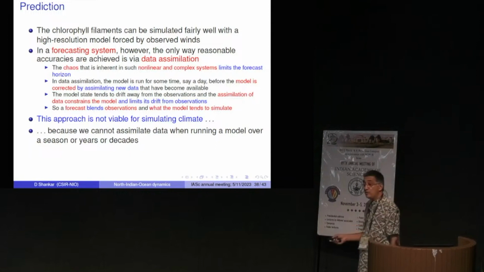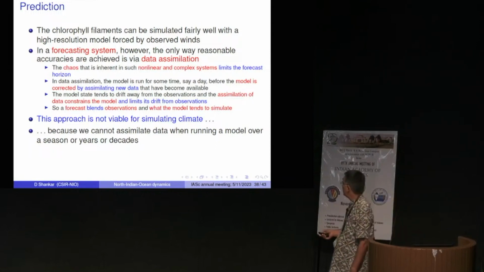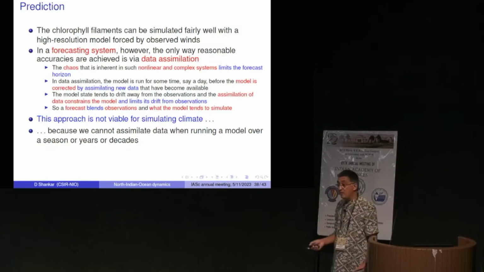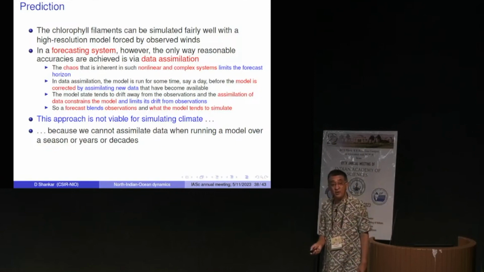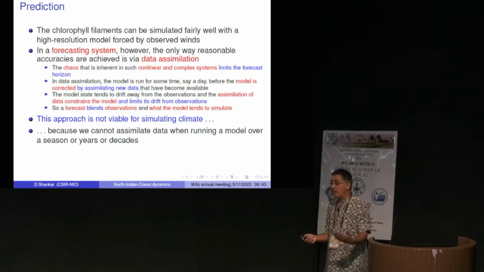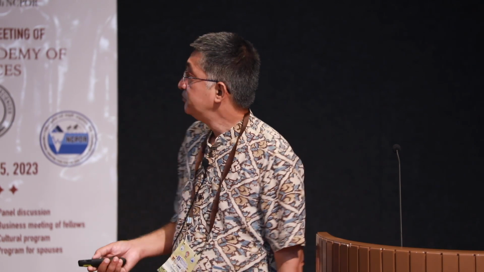Now what do you do when you want to simulate climate? This approach is not viable. You can't assimilate data. There's nothing available to assimilate over 70 years. What you do is throw in scenarios, carbon dioxide, whatever, this scenario or that scenario, and you run it, assuming that that's going to be constant.